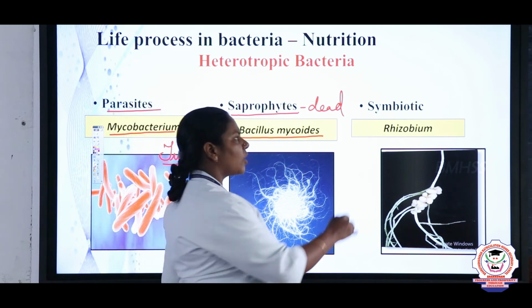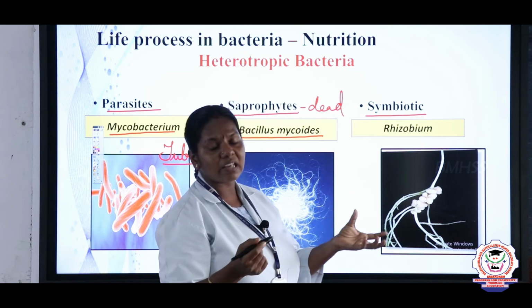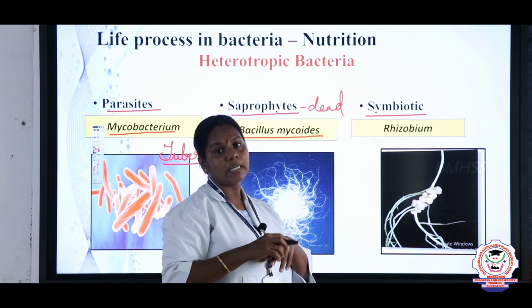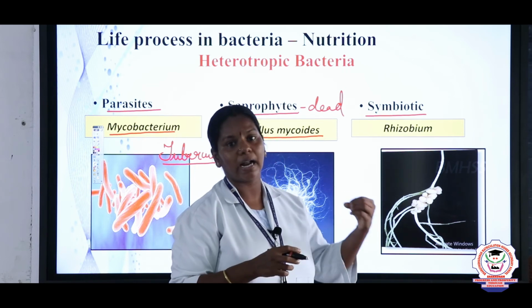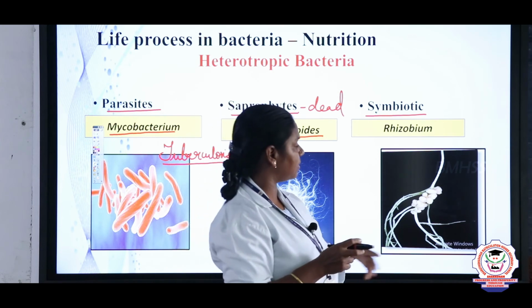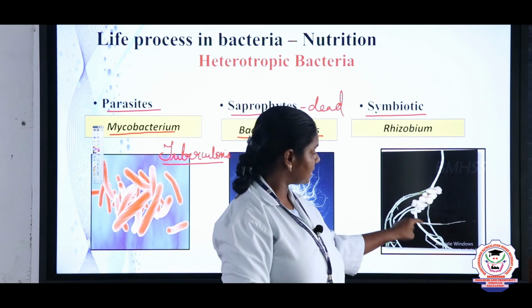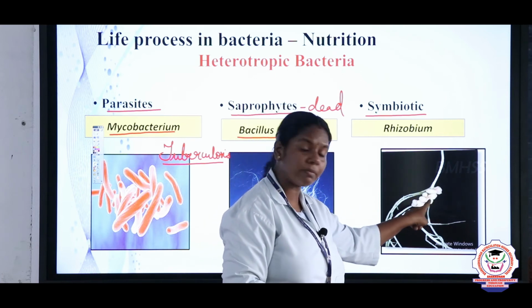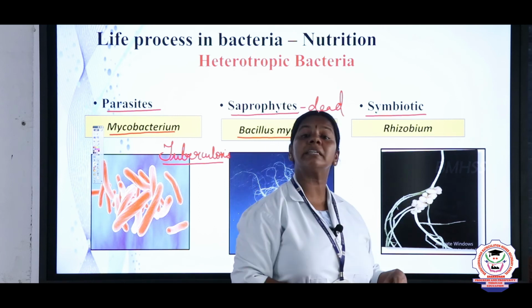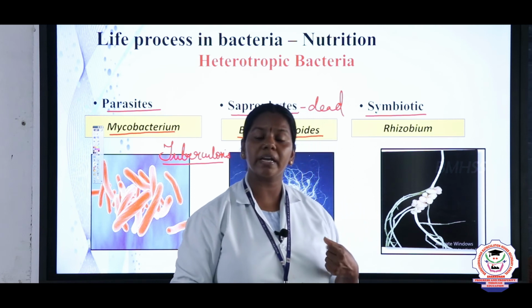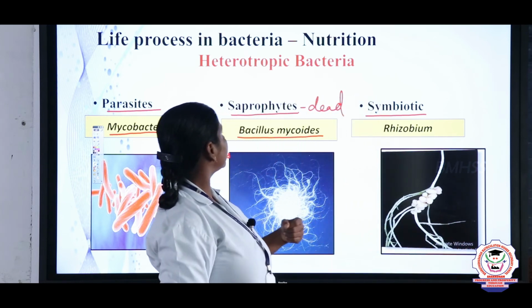And symbiotic. What do you mean by symbiotic, children? Mutual relationship. Some bacteria live in mutual relationship with the roots, and they synthesize the nitrogen required by the plant and provide it to the plant. Example, Rhizobium, we can see in the roots of leguminous plants, that is the pea plants. These ball like structures are Rhizobium bacteria attached to the roots. They help in nitrogen fixation, providing sufficient nitrogen to the plants. So this is about the heterotrophic.